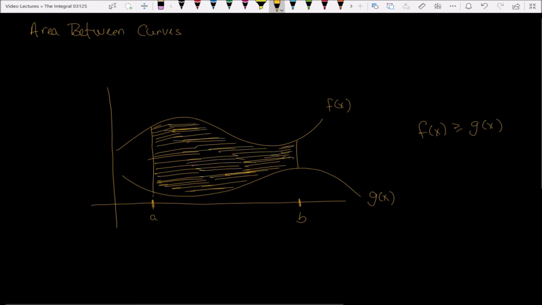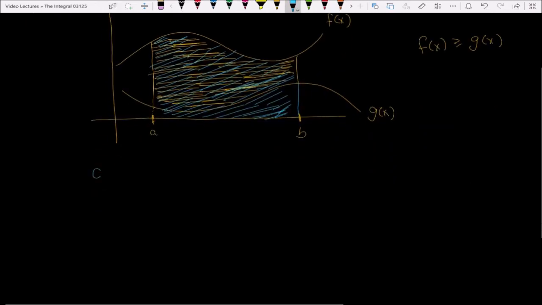Well, we know how to find the area under f. So the area under f would be this blue, and that is given by a Riemann integral. Integral from a to b, f of x dx.